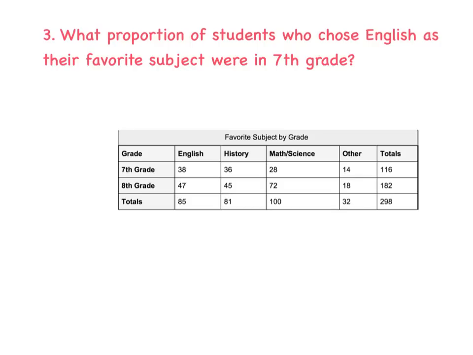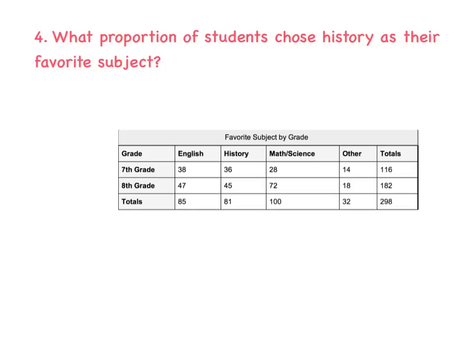Remember, English is going to be the whole, and 7th grade is going to be the part of the whole. Your fourth and last question is what proportion of students chose history as their favorite subject? In this one, your whole is going to be students, and your part is going to be the ones that chose history as their favorite subject.